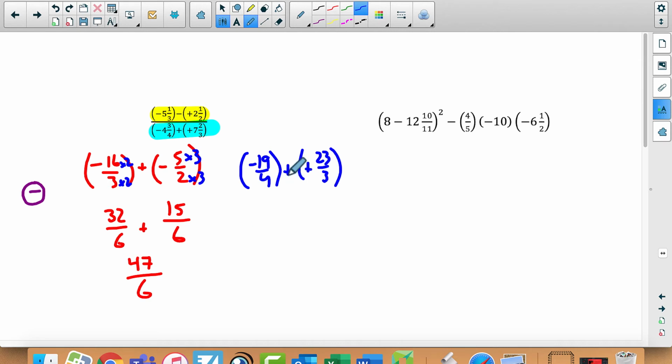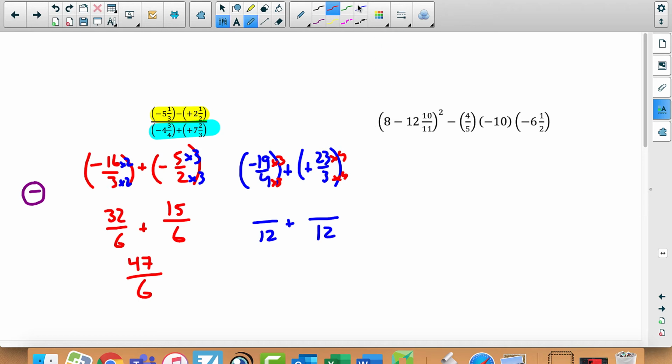Okay, it's an addition question. We don't need to change anything. What do you have more of, positives or negatives? It's actually kind of hard to tell right now, isn't it? So here's what you do. Get your common denominators first and then we'll decide. So common denominator is 12. You multiply this one by 3 and this one by 4.